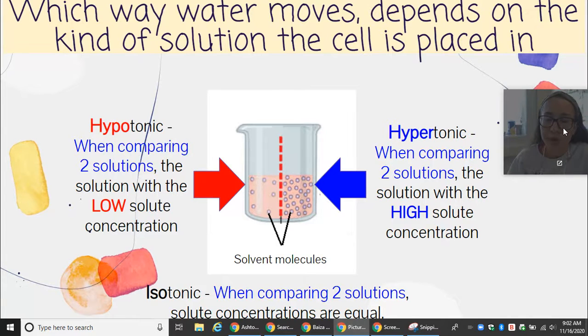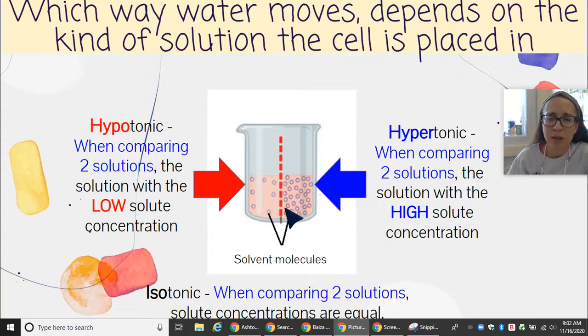So there are three comparative words that we need to know: hypotonic, hypertonic, and isotonic. We use these words for comparison. What do I mean? Well, first let's look at this image here. We see that there's less solute here, right? Less dots. And on the other side, there's more dots or circles, whatever you want to call them, stuff that dissolves in water. Let's call it sugar. So less sugar, more sugar.